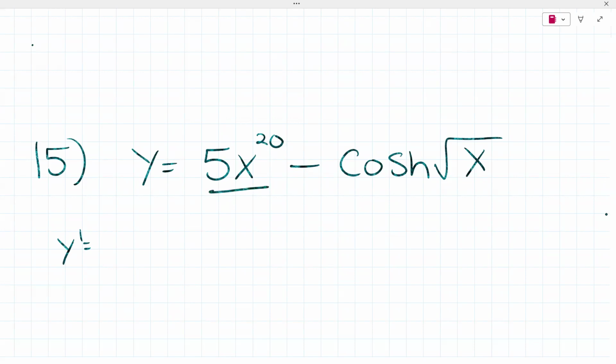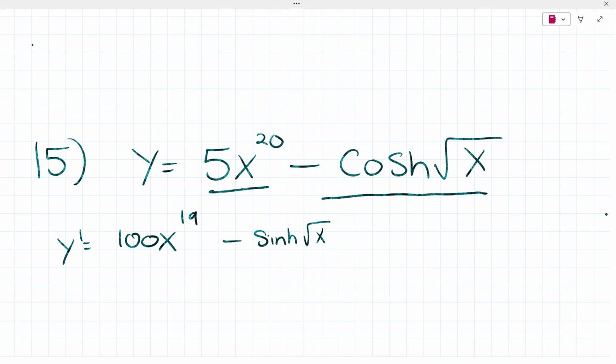So how do you take the derivative of 5x to the 20th? You use the power rule. 20 times 5 is 100x, and then old power minus 1, so 20 minus 1 is 19. Then what is the derivative of negative cosh of the square root of x? Well, the derivative of cosh is sinh, but there's a minus, so it's negative sinh of the square root of x, and then you have to take the derivative using the chain rule, right? You've got to take the derivative of the square root of x. So what's the derivative of the square root of x? 1 over 2 square root of x.